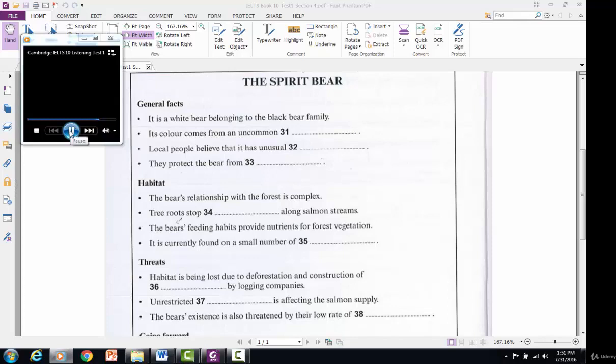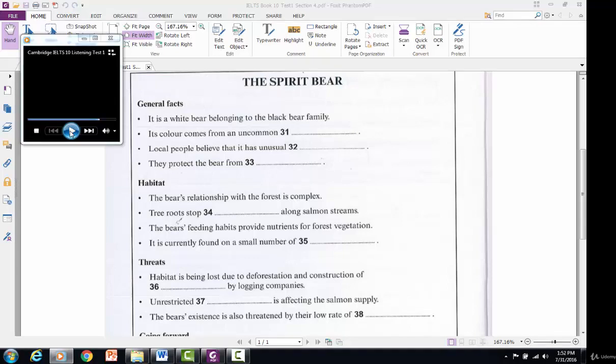Okay, here it comes, everybody. Get ready. Also, if you're not sure how a word is spelled, just spell it the best you can right away. Okay? Because remember, after the test is over, you have 10 minutes to transfer your answers.